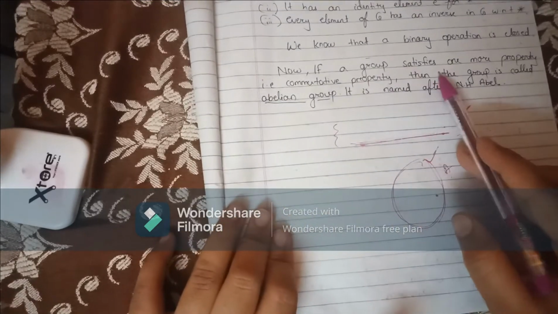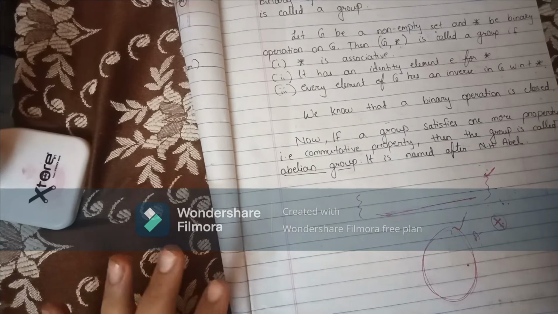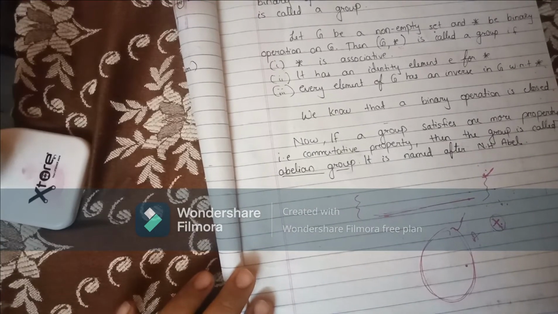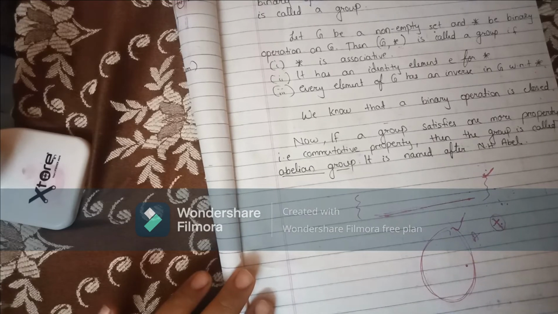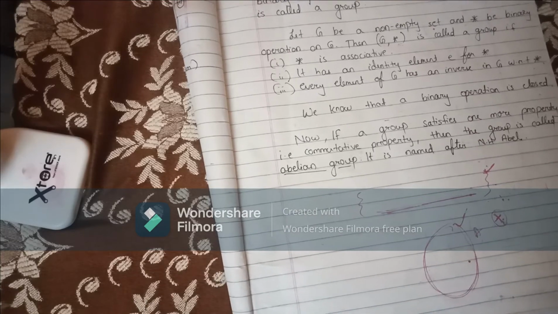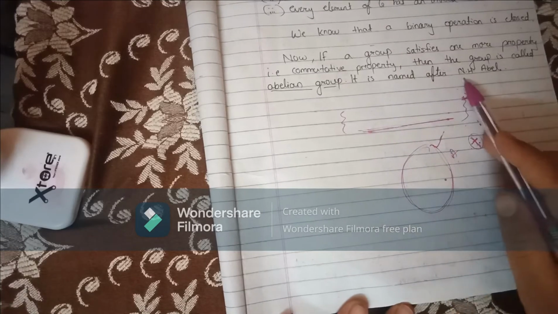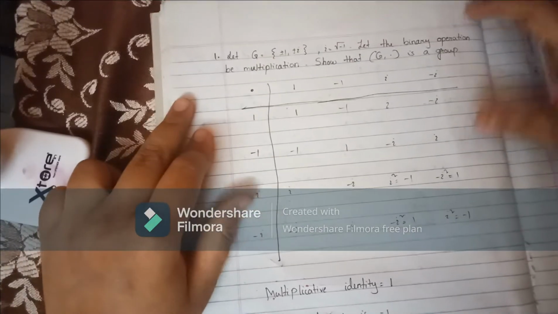Now if a group satisfies one more property, so this is a group. Whenever we are talking about a group, it must be closed, it must satisfy the associative property, it must have an identity, and it must have an inverse. Apart from these certain properties of a group, if it satisfies the commutative property, then that group is known as an abelian group, named after N.H. Abel.